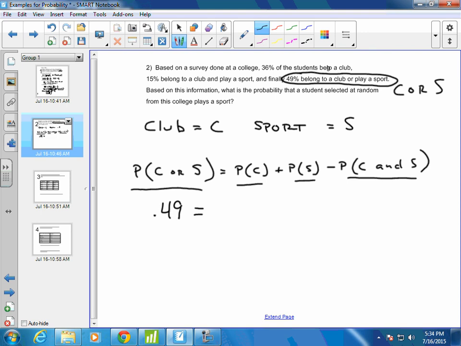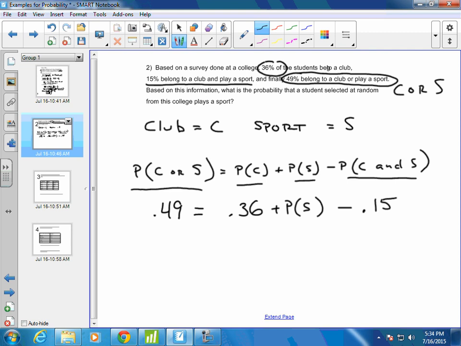Let's see, what else? 36% right there belong to a club. So that's going to be the probability of a student belonging to a club, 0.36. And then right here, 15% belong to a club and play a sport. That's going to be the C and S, 0.15. So here, the only one they're leaving off is the probability that they play a sport.